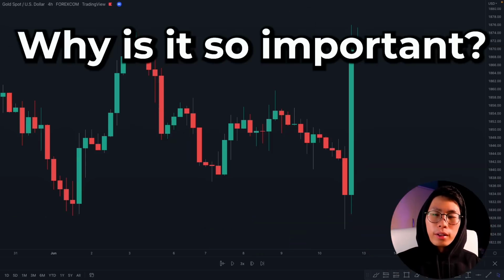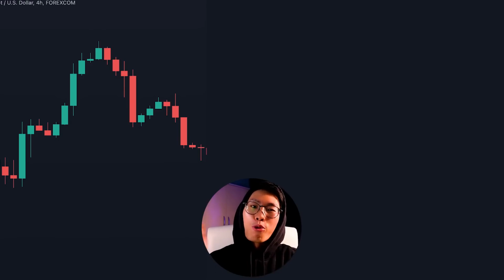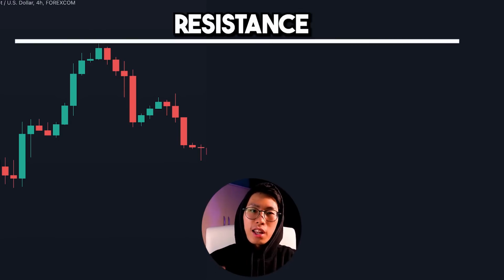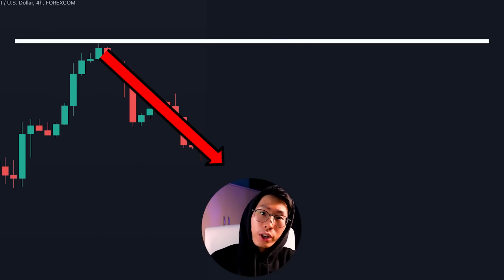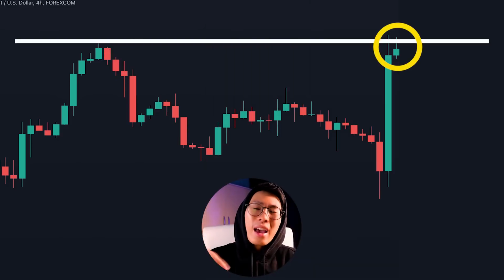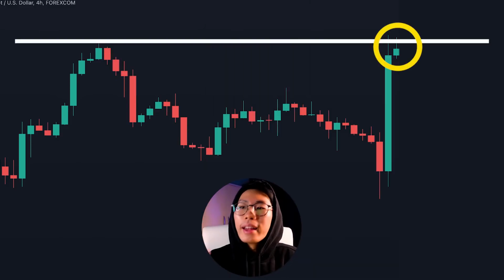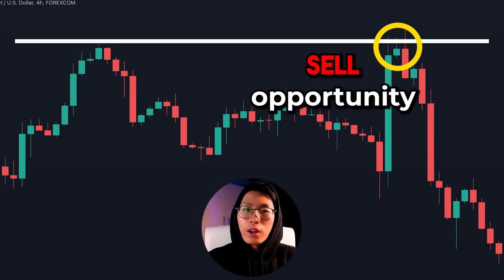Why is it so important? Because if you can find key levels correctly, it can give you a high win rate trade opportunity. Look at this example right here. There is a resistance level right here because price went up to this level and then reversed downwards. So the next time price hits this level again, there is a very high chance that it's going to reverse downwards again, so you could have entered right here.